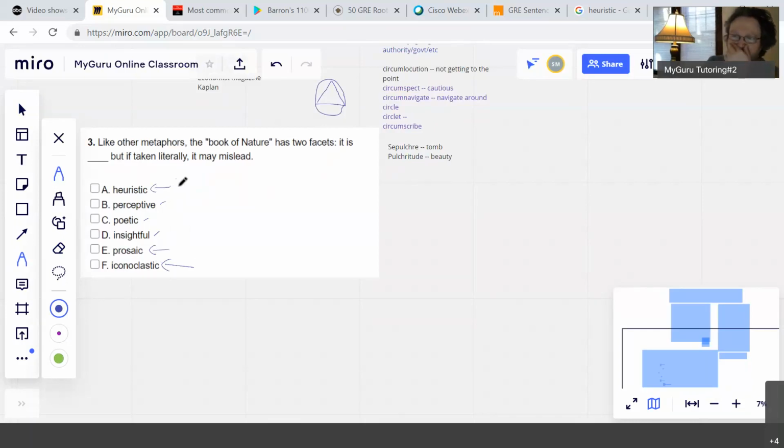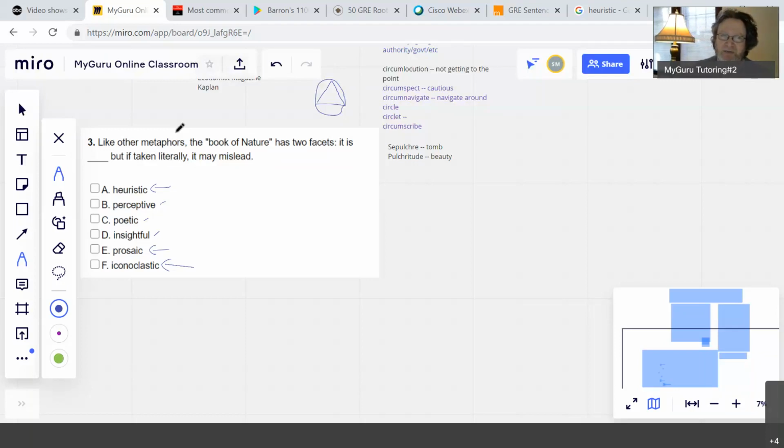So you're going to get a mix, and you'll often find that in the questions with a single blank, the words can be a little bit harder because there's only one blank to figure out. So from a vocabulary perspective, then you're going to read the question. Like other metaphors, the book of nature has two facets. It is something, but if taken literally, it may mislead.